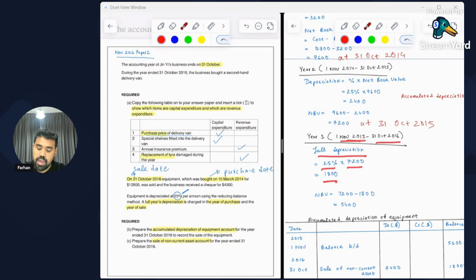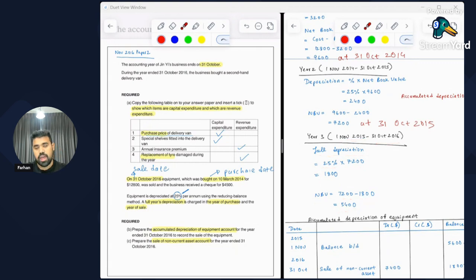incurred in year 3. So the net book value at end of year 3 is the difference between the net book value that we had at end of year 2, which is 7,200, minus the depreciation that we derived for year 3, which is 1,800, and that's how we get 5,400. All right? Okay.